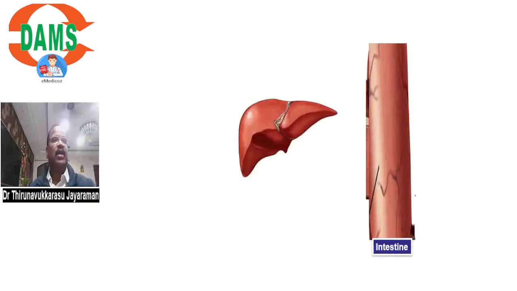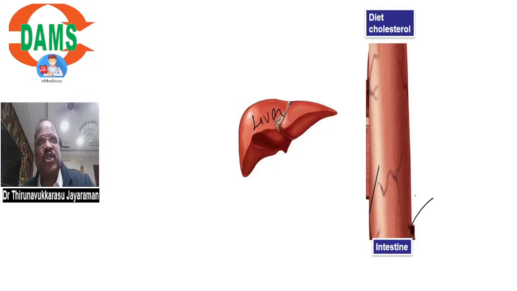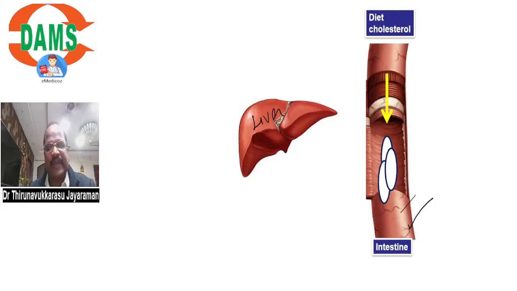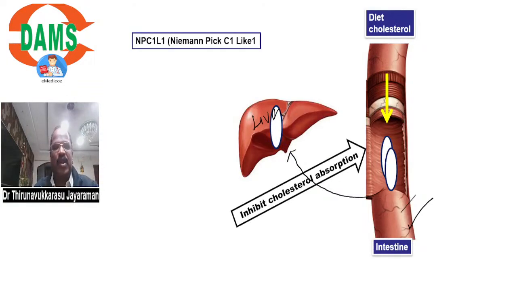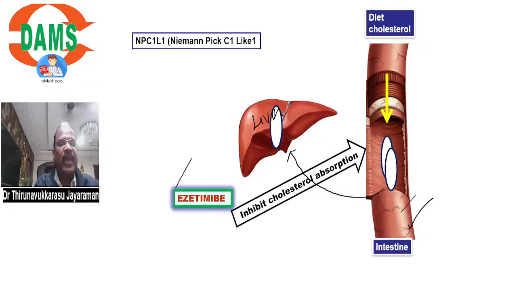Okay, and then very interesting. I'm going to talk about ezetimibe. Look here. Imagine the intestine. Imagine the liver. A patient takes a cholesterol diet. The cholesterol goes inside the intestine. From the intestine, cholesterol gets absorbed like this. The absorption of cholesterol can be blocked by ezetimibe.